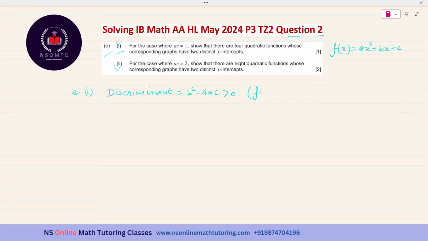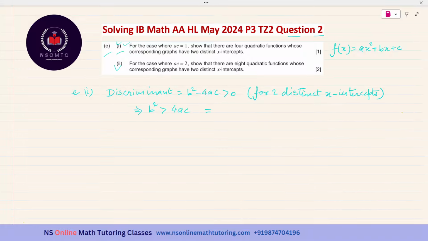for two distinct x-intercepts. Okay, or we can write b square is greater than 4ac. Okay, and for part I, it is said that AC equal to 1, so 4AC will be equal to 4 times 1, which is 4. So b square should be greater than 4.